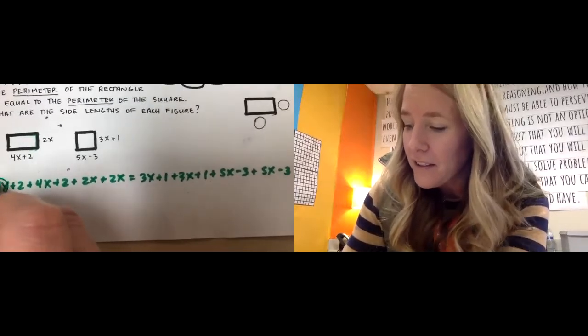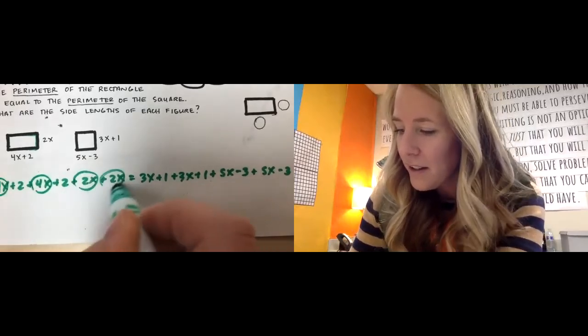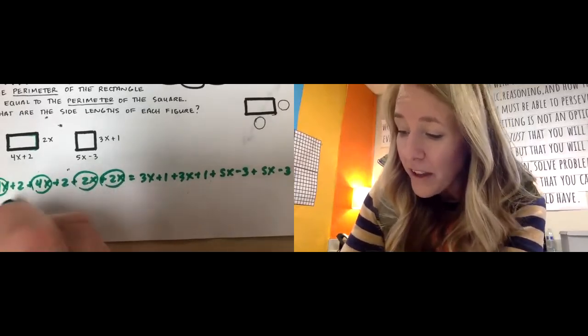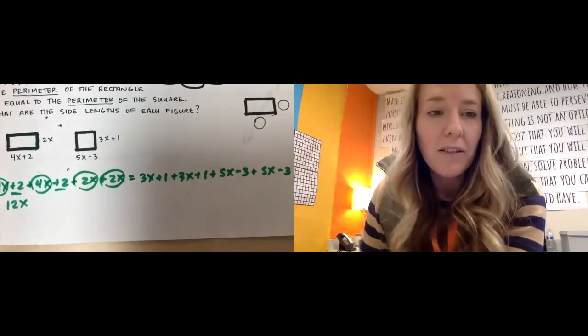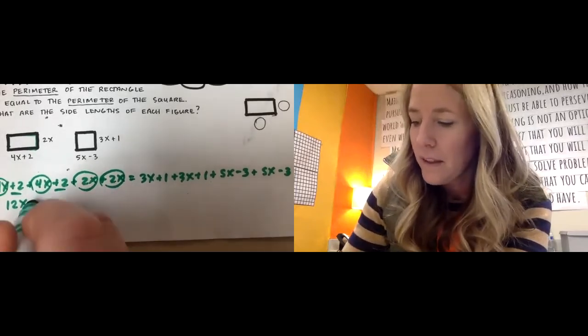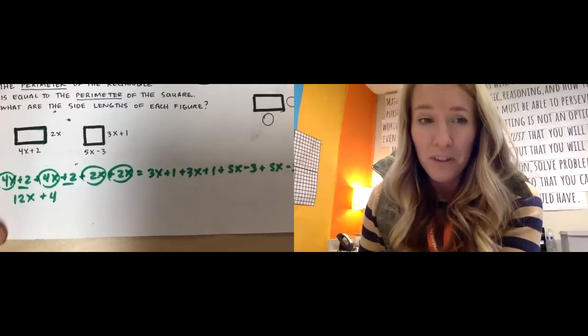I've got 4x's, 4x's, 2x's, 2x's. So all together, that's 12x's. And then I've got my constants, positive 2 and positive 2. That's just 4. So that wasn't too bad, right? We really made that side look way more simple, didn't we?